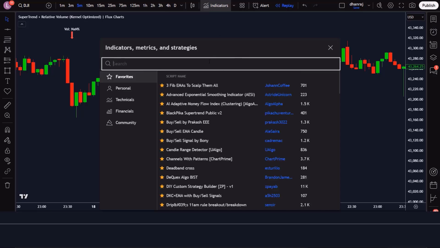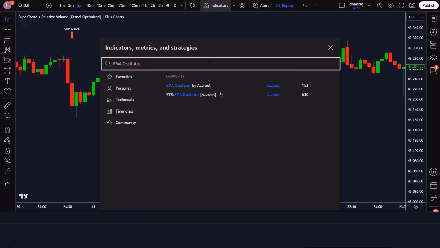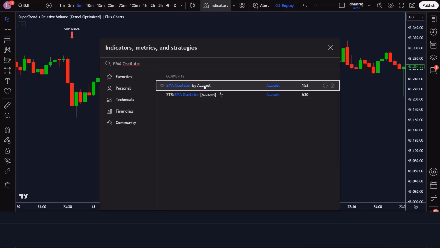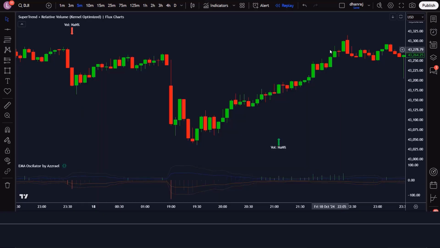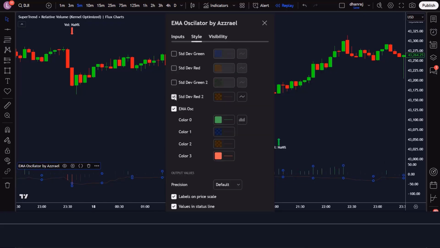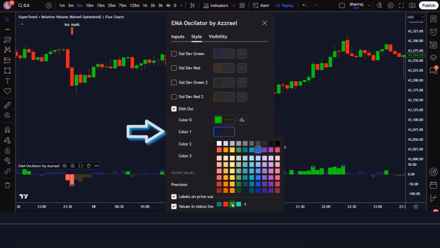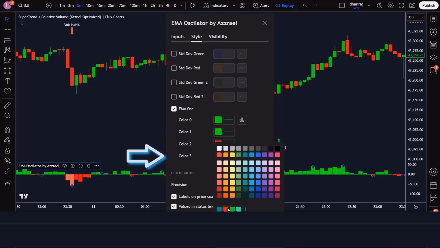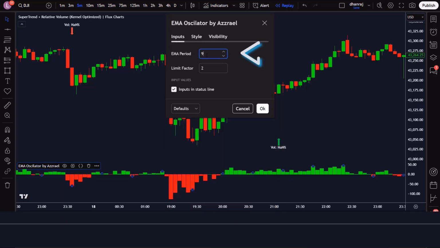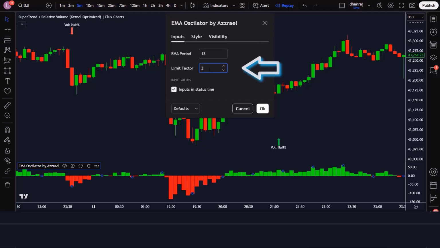We will search the EMA Oscillator Indicator in the search box of TradingView. After that we have to click on the EMA Oscillator option, in which we have to change some settings. We have to keep this option hidden. We have to change this EMA OSC option from histogram to columns. Increase the opacity. We have to change this EMA period option from 9 to 13. We have to change this limit factor option from 2 to 2.3. Now our setup is ready.